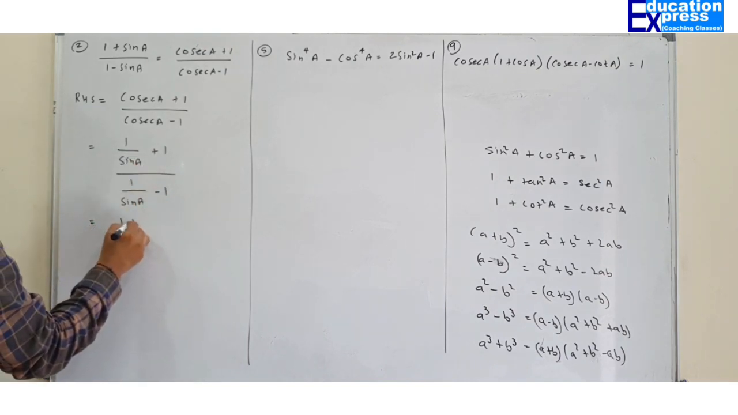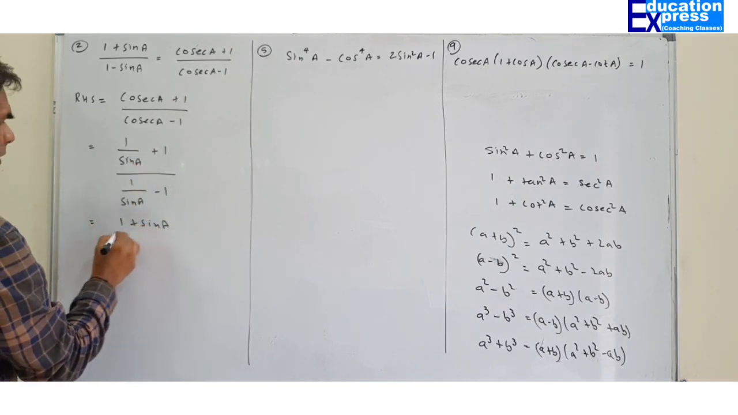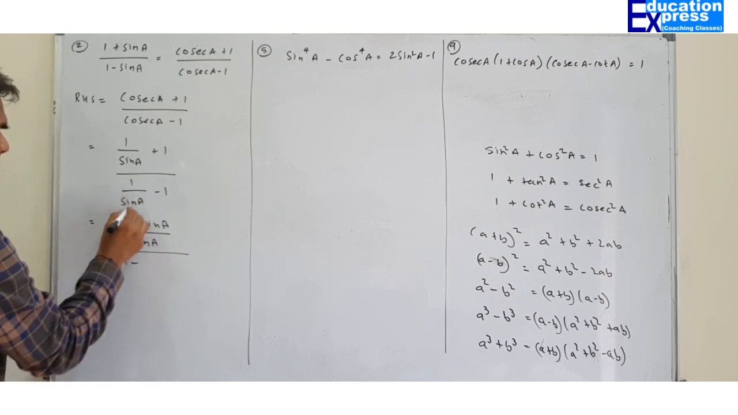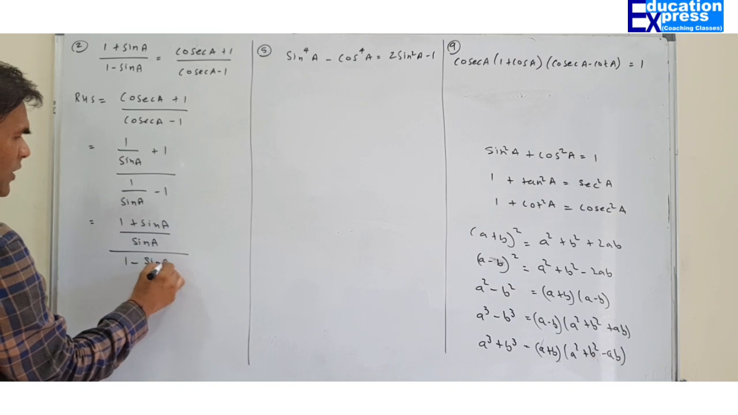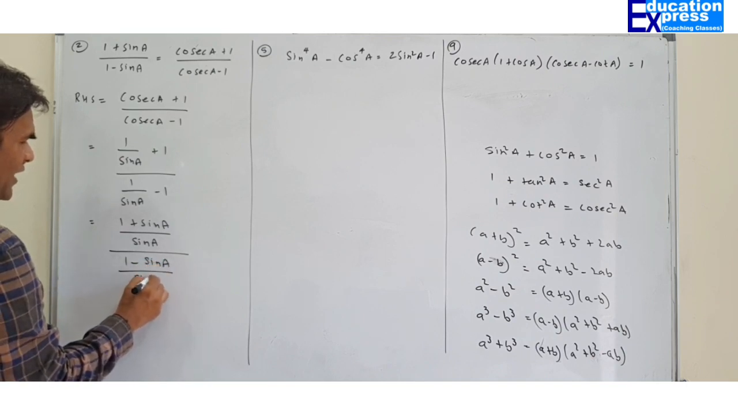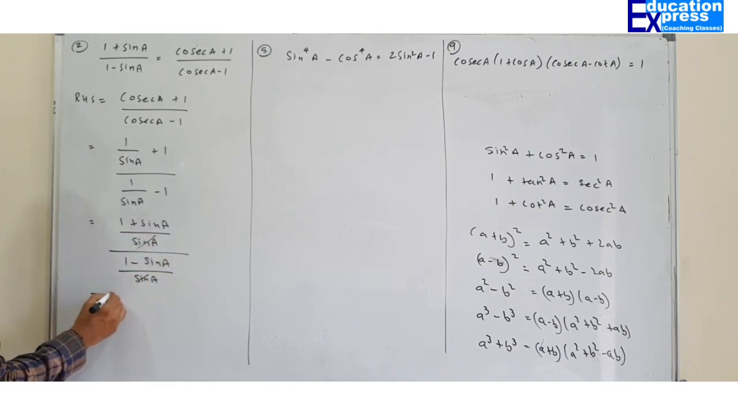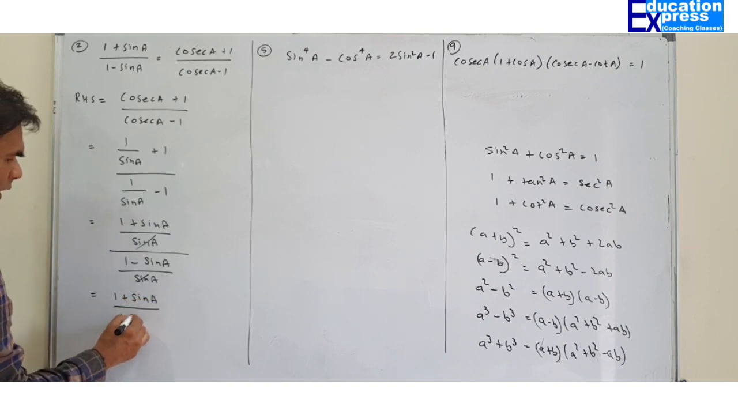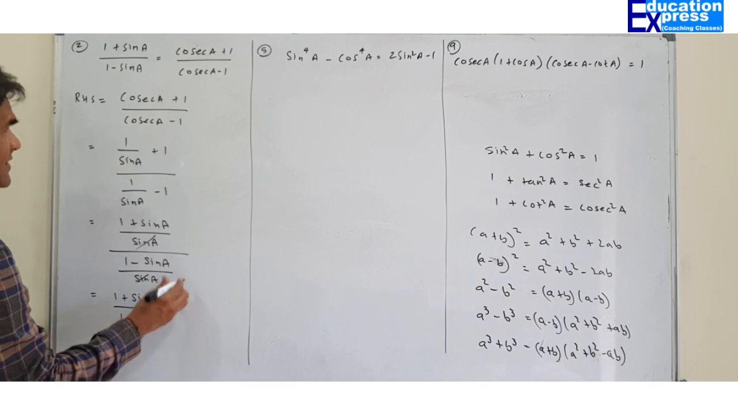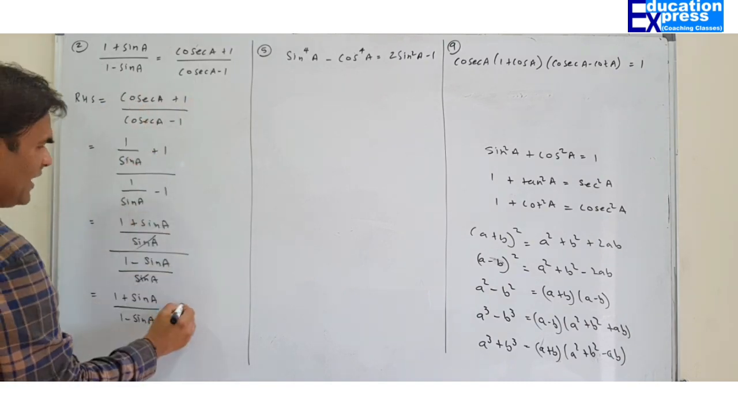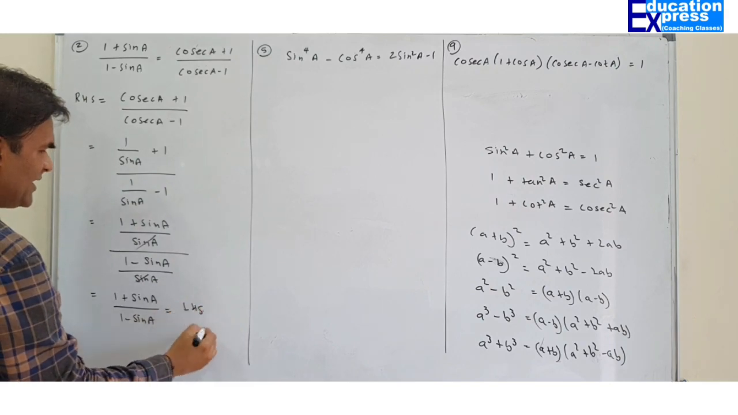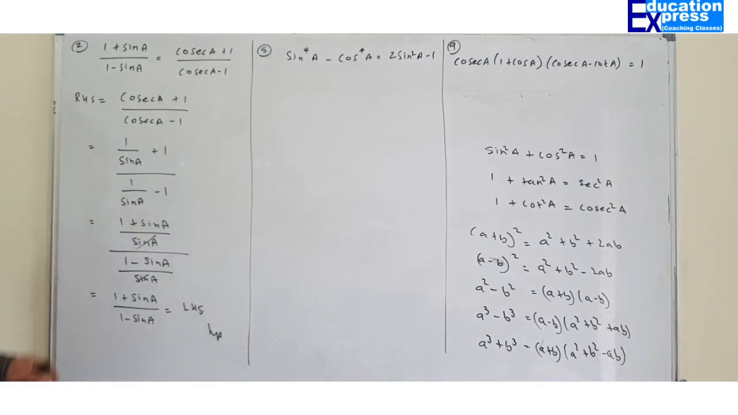When you take the LCM, 1 plus sine A upon sine A, that will be 1 minus sine A upon sine A. As you know, my dear friends, sine A will cancel. So 1 plus sine A upon 1 minus sine A, that is nothing but, if you go to see, this was your RHS, so it's equal to LHS. Hence proved. Very, very simple one.